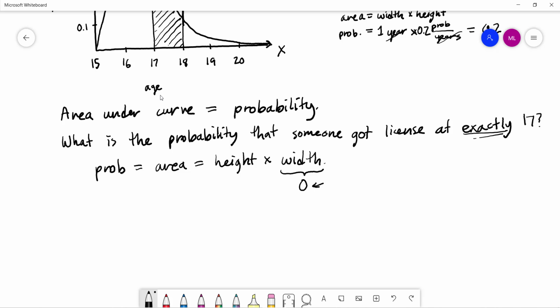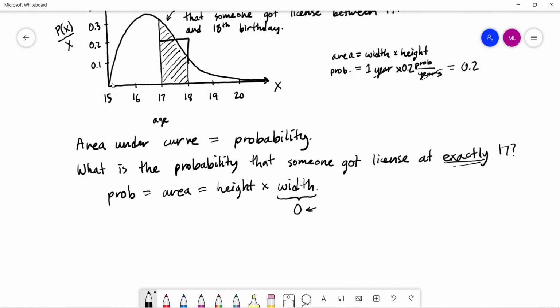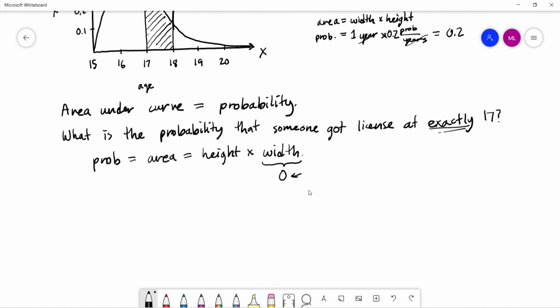We have a 0 span of time, right? This represents time. The width represents time. How much time has passed over the instant that they turned 17? Well, 0 time has passed. That's why we're calling it an exact instant. So 0 time has passed during the exact instant they turn 17. So the width is 0.